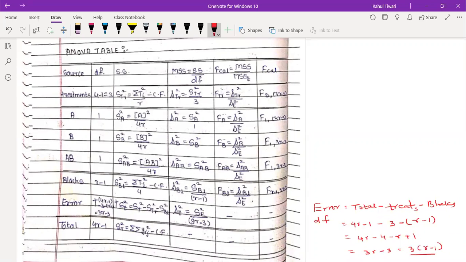Sometimes it is asked in your objective questions what will be the error degree of freedom in the case of factorial experiments 2 raised to n. So you should know it is 3 times (R minus 1). Since this particular chapter won't be asked in your internal examination, still you can understand what type of questions can be asked in your examination.